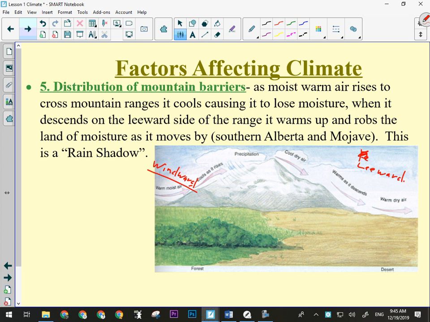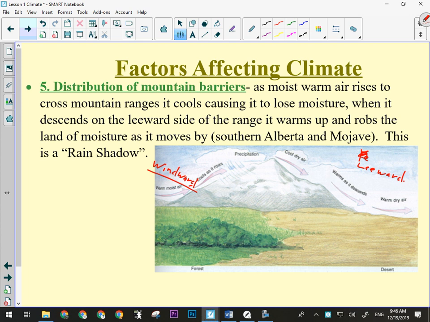This is also why our climate here is quite a bit drier than it would be in northern Alberta. Okay, you go to Grande Prairie or something like that, and they're less affected by the presence of the Rocky Mountains than we are. Okay, so they get more moisture.